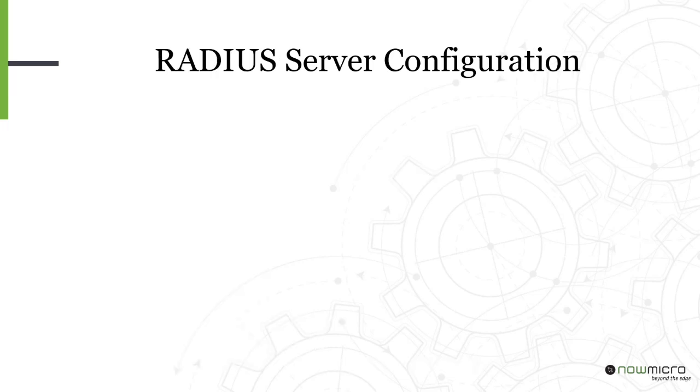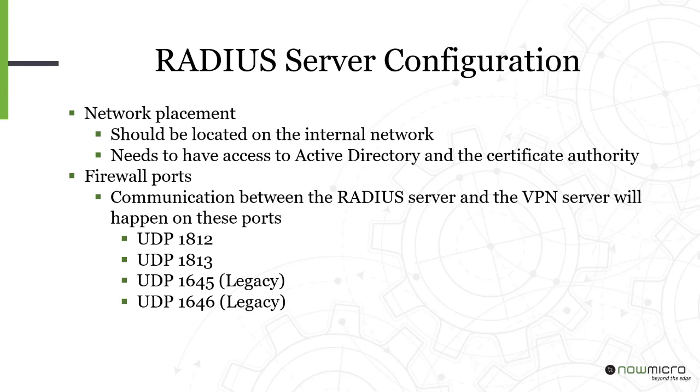So then the next piece is the RADIUS server configuration. The RADIUS server is pretty straightforward for the network placement. Generally, it's going to be on the internal network. It needs to have access to your Active Directory and your certificate authority, and then some firewall ports for communication.